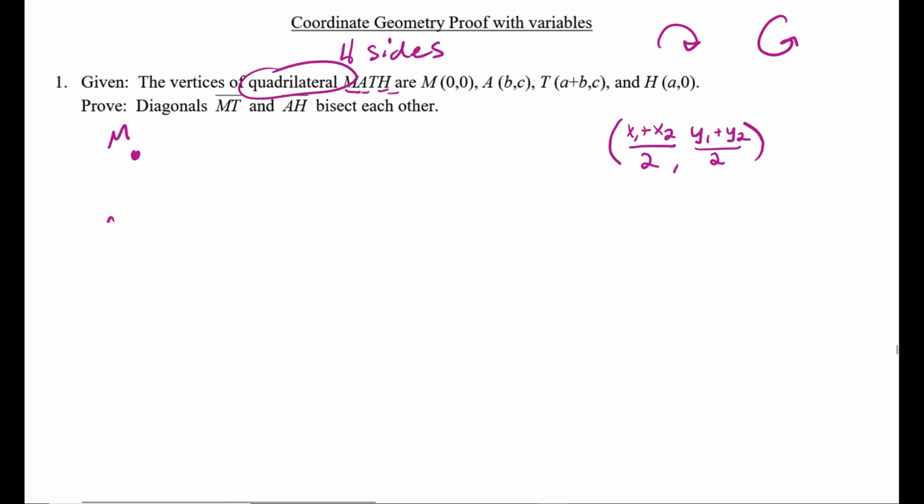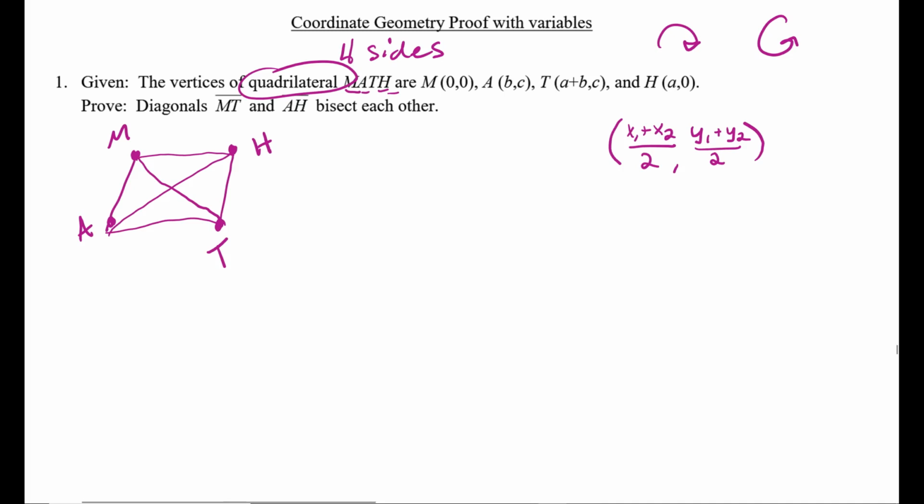So M, maybe A's over there, maybe T's over there, and maybe H is over here. Your picture doesn't have to look like this. It just needs to be some shape with 4 sides. That's it. And it wants us to prove that MT and AH bisect each other.